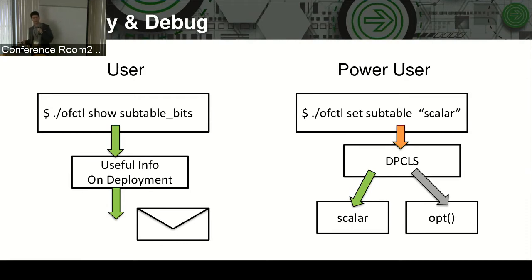There's a talk later on today. I think Ian is covering some of the subtable topics, so I'm not going to go into detail on that now, but I do encourage you to look at that talk later on. On the right-hand side of the diagram, we have the power user, where we want to be able to set or modify the configuration of OVS. So in this case, we want to change the DPCLS behavior, possibly from an optimized lookup function back to the scalar version. That's what's represented in the diagram there.